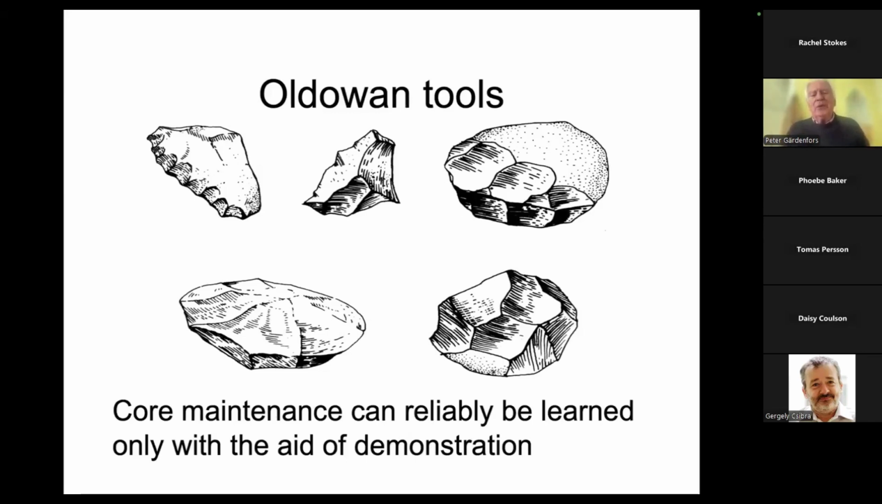We know that chimps make tools and they use tools. For instance, they crack nuts with the aid of two stones. But there is no demonstration there.